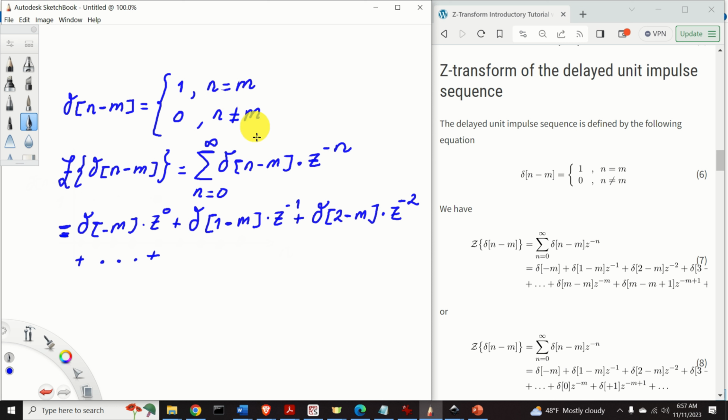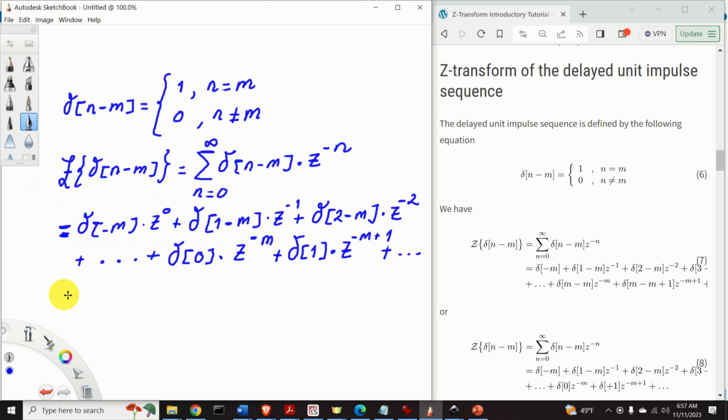When n is equal to m, the general term will be delta of 0, and over here we will have z to the power, because n is equal to m, we will have minus m. And we continue further. The next term will be delta of 1 multiplying z to the power minus m plus 1, since n is equal to m plus 1, and we continue. Now let's analyze this definition.